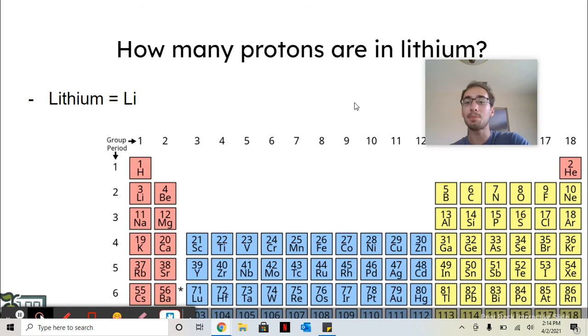First thing, how many protons are in lithium? Hint, lithium, the symbol is Li. So find lithium on this table, and then the number attached to the element is how many protons it has. So carbon, no matter what carbon it is, it'll always have 6 protons. And helium will always have 2 protons. So try and find lithium.